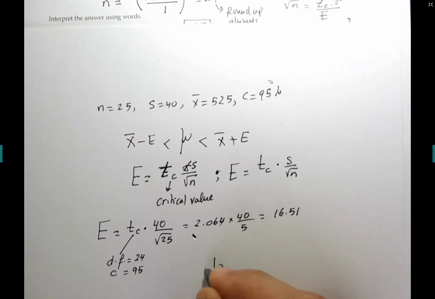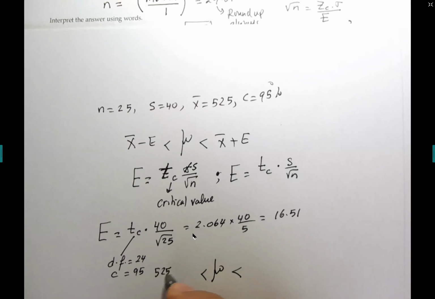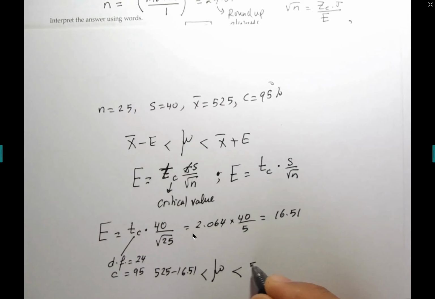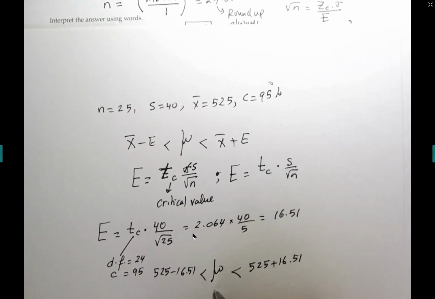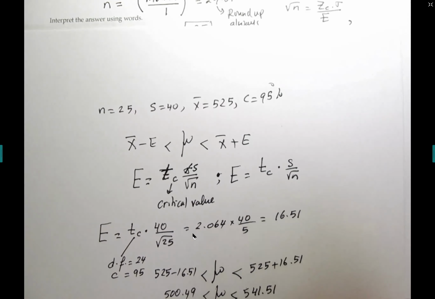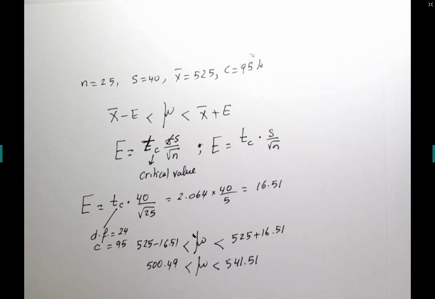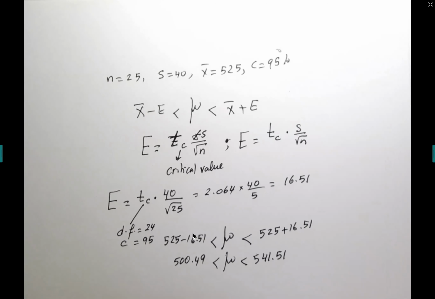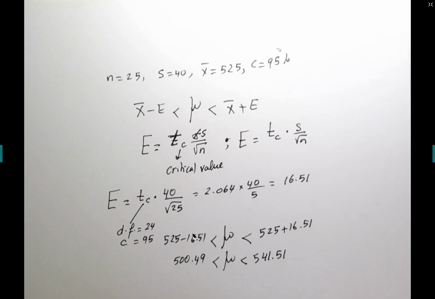And guys, this is the confidence interval. 525 minus 16.51, 525 plus 16.51. Here the mean will be between, you just subtract 525 minus 16.51. It's 500.49. And then this one, guys, will be 541.51. This is your confidence interval. Now, your statement: with 95% confidence, we can say that the true mean is between 500.49 and 541.51, and that is the confidence interval.